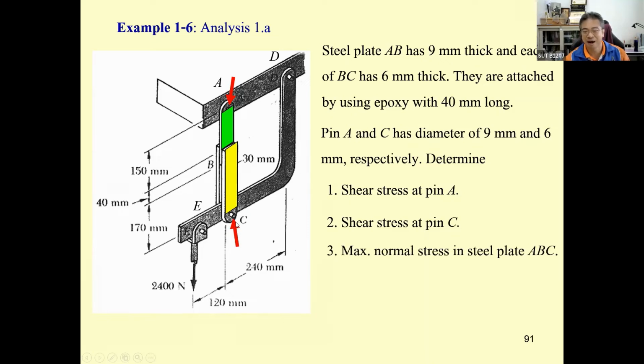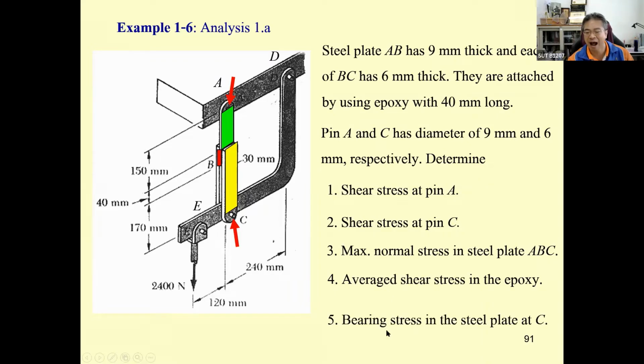And then members AB and BC are going to be in tension, and subjected to normal stress. They ask us in which portion the maximum normal stress is going to occur, the green or the yellow. Then they ask us about the average shear stress occurring on the epoxy groove. And the last one, they ask us to determine the bearing stress occurring at point C.